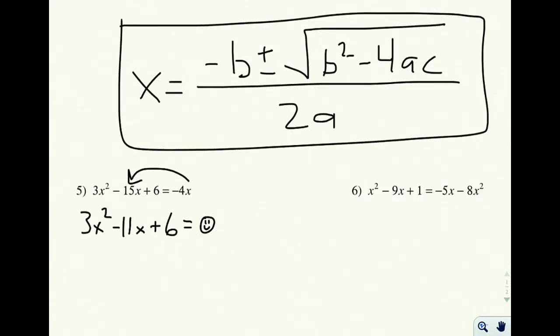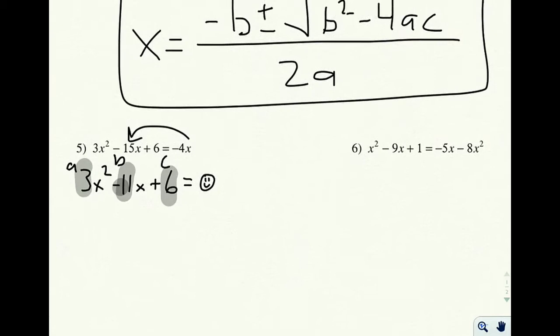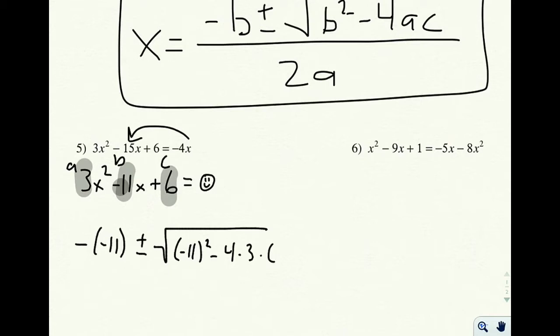Now we need to plug in our a, our b, and our c. So a, b, c. And don't forget that negative. So the first part starts out with negative b, so I take negative 11, plus or minus, which means we have two solutions possible here, the square root of b squared, so negative 11 squared, minus 4 times a, which is 3, times c, which is 6. It's all under the root, and all of that gets divided by 2 times a, which is 3.